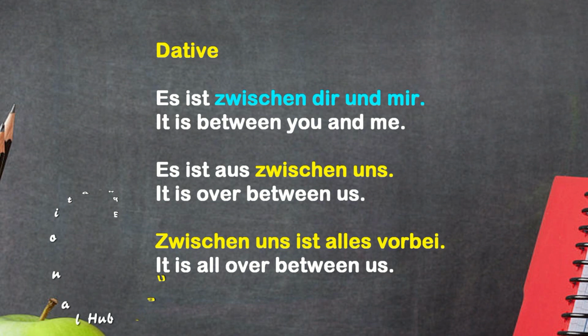In dative, es ist zwischen dir und mir. It is between you and me. Es ist aus zwischen uns. It is over between us. And zwischen uns ist alles vorbei. It is all over between us.